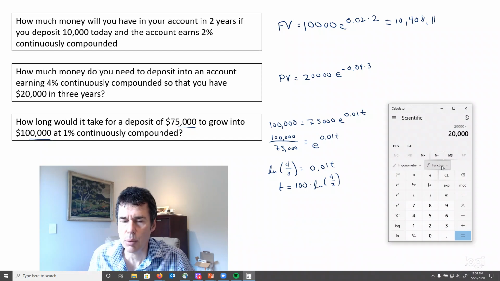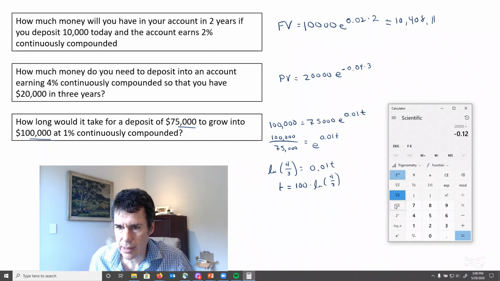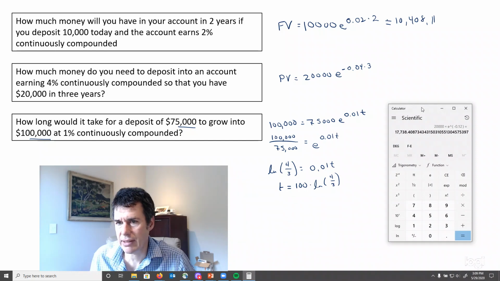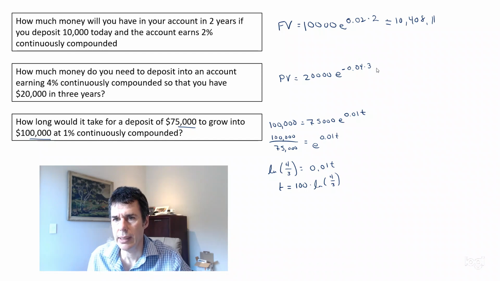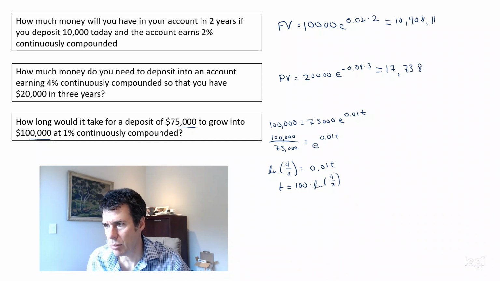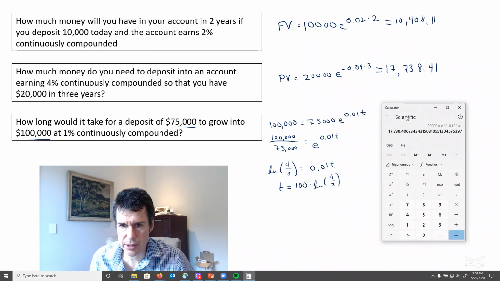The second one we calculate by doing 20,000 times, that's negative 0.12, e to the x, equals 17,738.41. And finally, we need to calculate 100 times the natural log of 4/3.